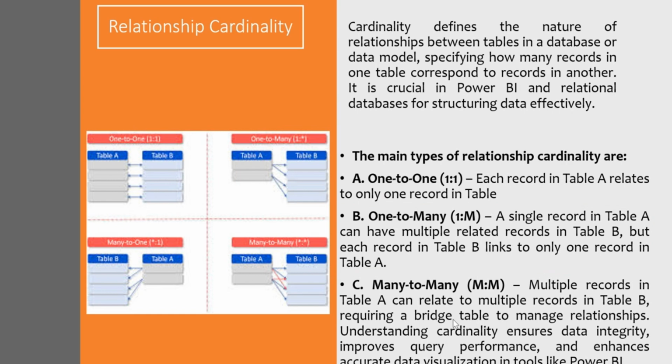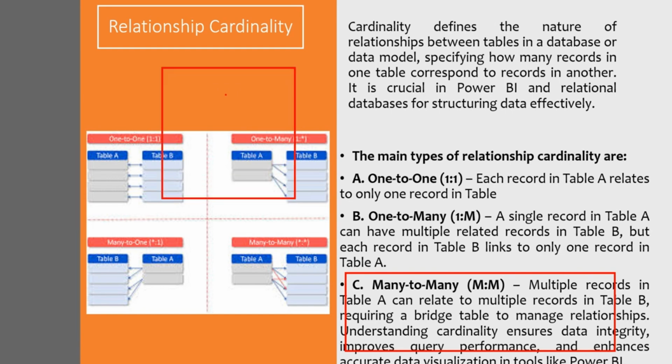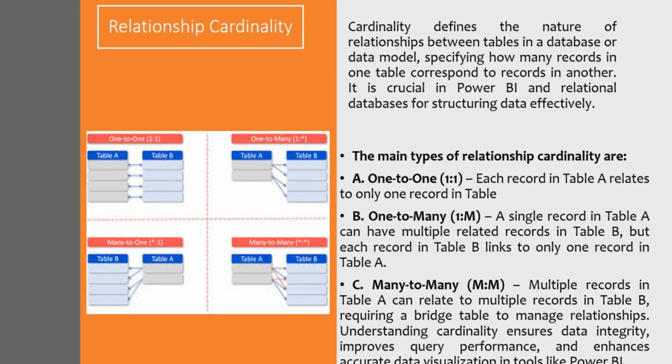Right, that's second. Then the third one is many to many. From the name, many records are present in one table, say the customer table, and also many records are present in another table, say the sales table. However, you need to be very, very sure of what you are doing because you might run into a lot of problems using this kind of relationship. Multiple records in table A can relate to multiple records in table B, requiring a bridge to manage the relationship.